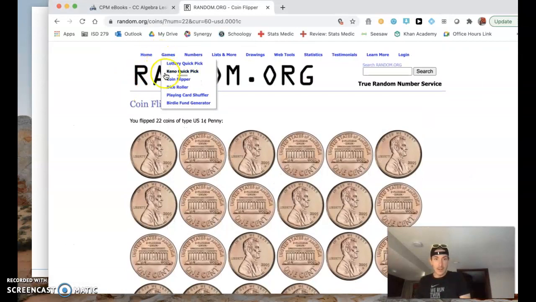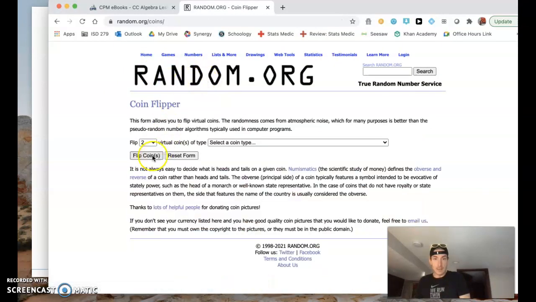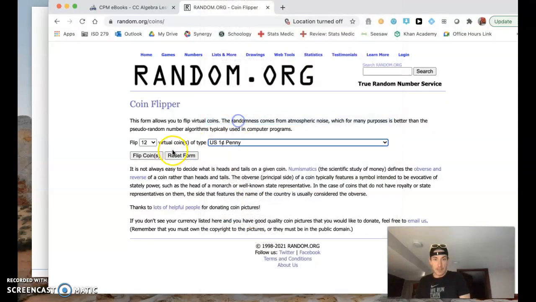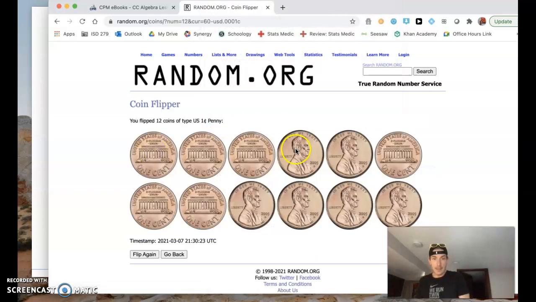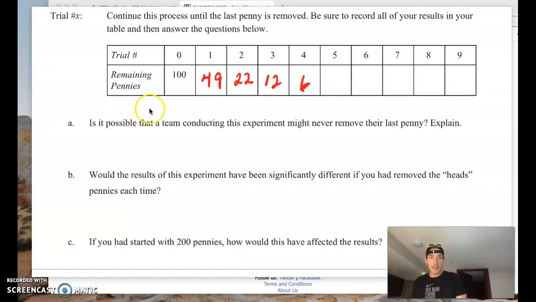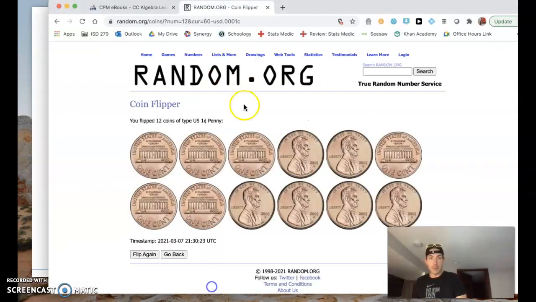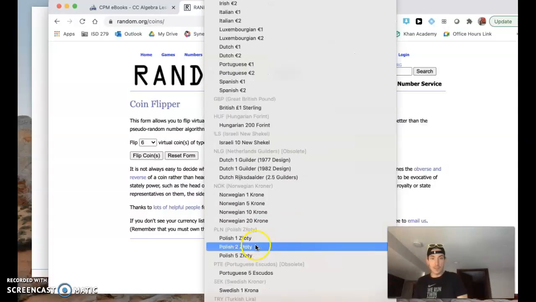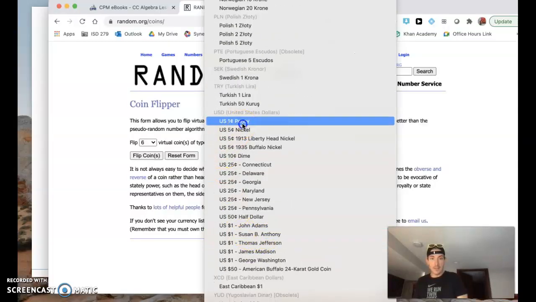You guys are going to see me do this every single time. Now I'm going to change this to 12. I'm going to change this to pennies, and I click flip, and how many do we have? 1, 2, 3, 4, 5, 6 that are heads up, or 6 tails that were removed. All right, ladies and gents, there's my 6. I'm going to go back, and I'm going to do this again. Games, coin flipper. Let's make this a 6. Turn this into pennies.